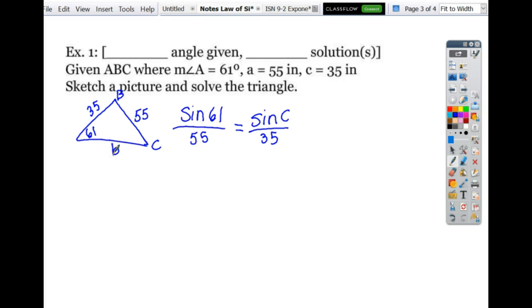Okay, now it's all labeled. There you go. You forgot A. I didn't forget A. It's there. It's 61 degrees.